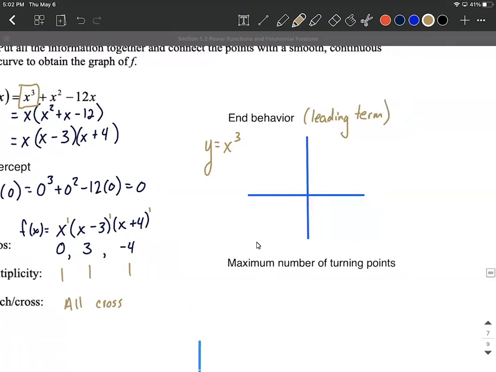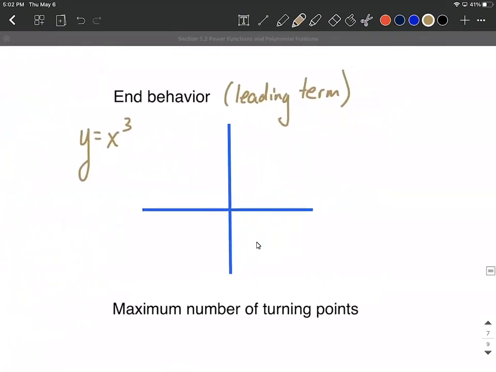All right, so the question comes up. We have an odd power function, so the tails are going to go in opposite directions. On the right side, they're going to go up, and on the left side, they're going to go down. There isn't a negative attached out in front here, so it hasn't been inverted or flipped upside down. There's no vertical reflection going on.